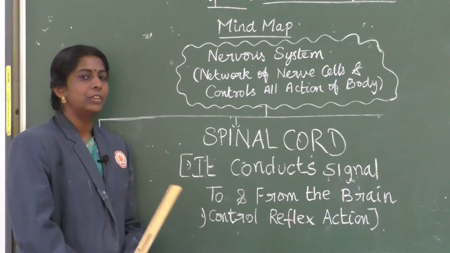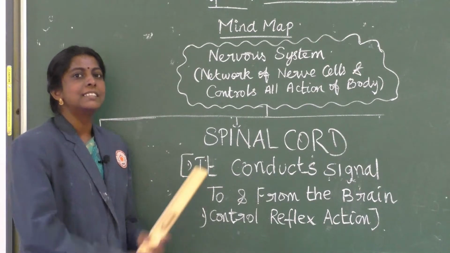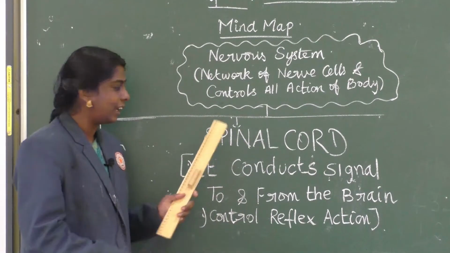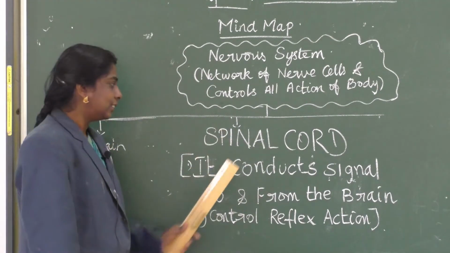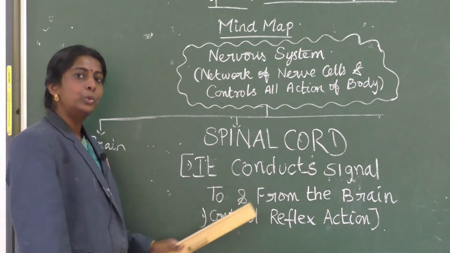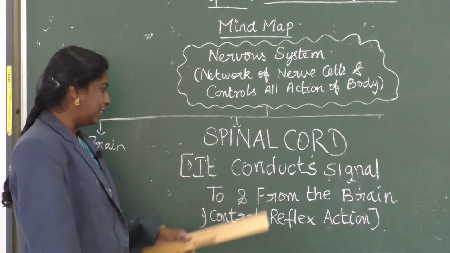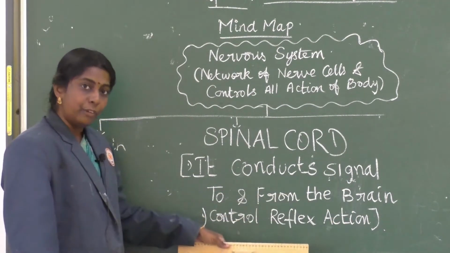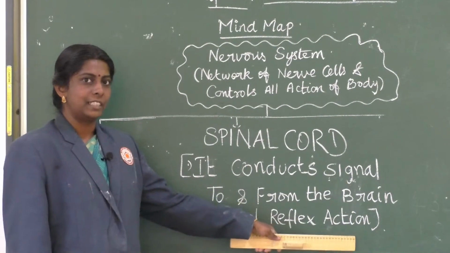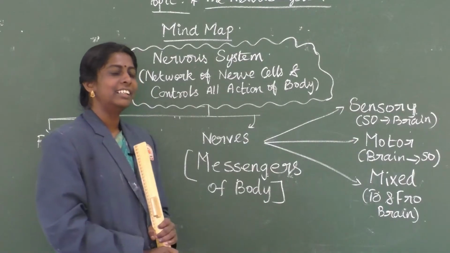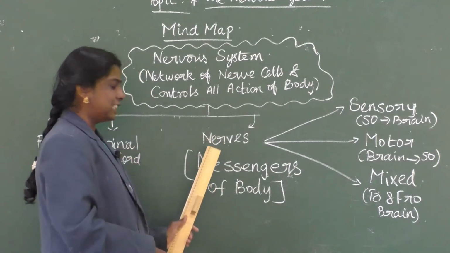Clear? Yes, children. About the second part, the spinal cord. The spinal cord conducts signals to and from the brain, and it controls reflex action. Is that clear? Yes, children. Now about the third part, nerves.